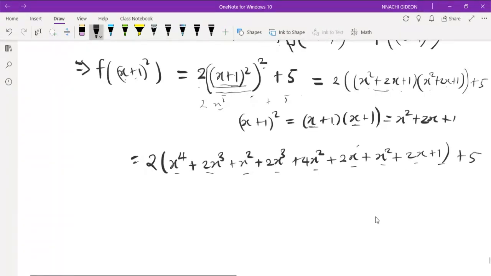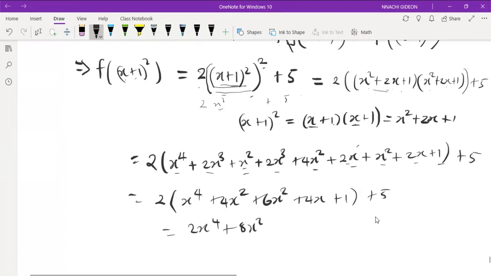Remember, this plus 5 is still here, which is equal to 2 into x squared. Collect like terms, we have plus 4x cubed. Then we have this x squared here, 6x squared plus 6x squared. Then we have how many x? 2x plus 4x plus 1 plus 5. So which is equal to 2x to the power 4 plus 8x cubed plus 12x squared plus 8x plus 2 plus 5, which is 7.